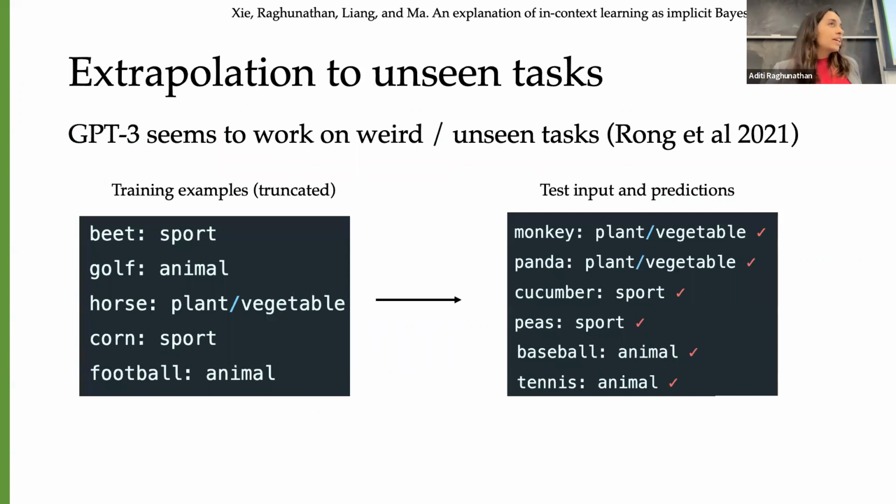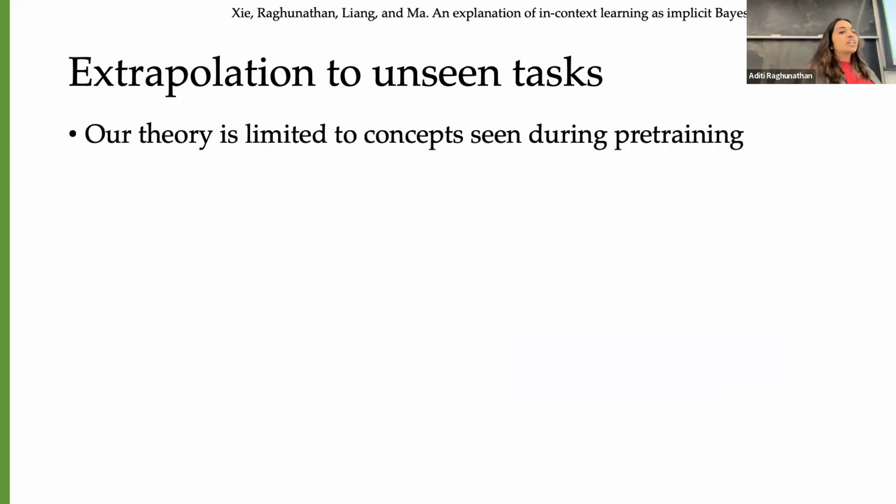And then finally, extrapolation to unseen tasks. In the previous stuff, we assumed that whatever you're testing the model on were things that were seen during pre-training. In practice, it has been observed that you can give random things, like beat and sport, some crazy association, and the test input and predictions, and the model will still do it. This is not really a task that the model should have ever seen. And we just tried this in GINC as well.